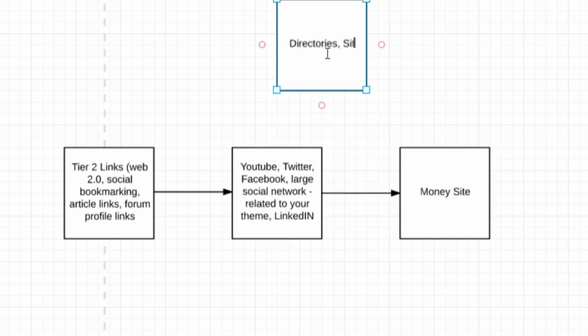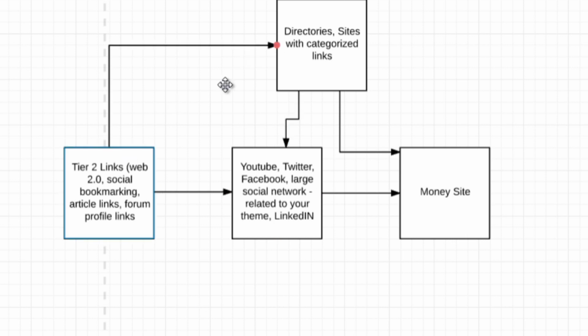So another thing is directories: sites with categorized links. You can link this directly here, or you can also link them directly here. You can link these links to this link and link it back here. But typically, the backlinks that you generate back here, you want to keep them one step away from your money site or your money video.